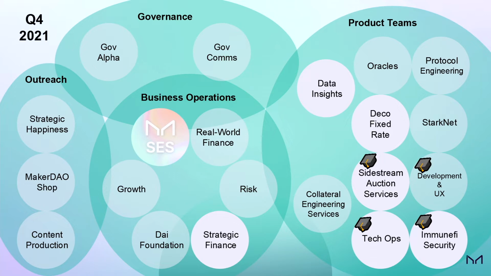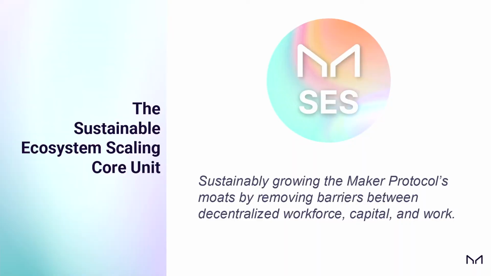Now, I have called out our core unit, or the one that I'm a part of, SES. That is the Sustainable Ecosystem Scaling core unit. And the reason that I wanted to point that out on this slide is because there's 4 core units with graduation hats. A primary deliverable that our core unit has is the incubator, because we believe that a part of growing the scalability of the DAO is encouraging outside teams to come in. Specifically, our mandate is defined as sustainably growing the Maker protocol's moats by removing barriers between decentralized workforce, capital, and work.